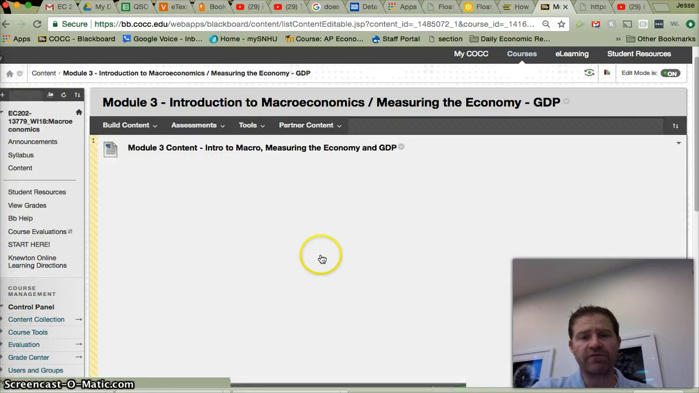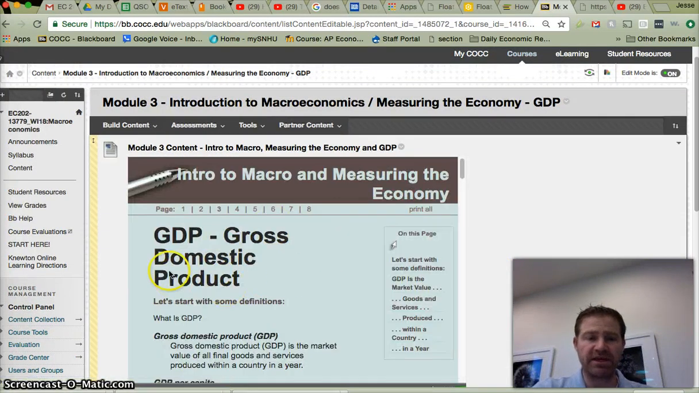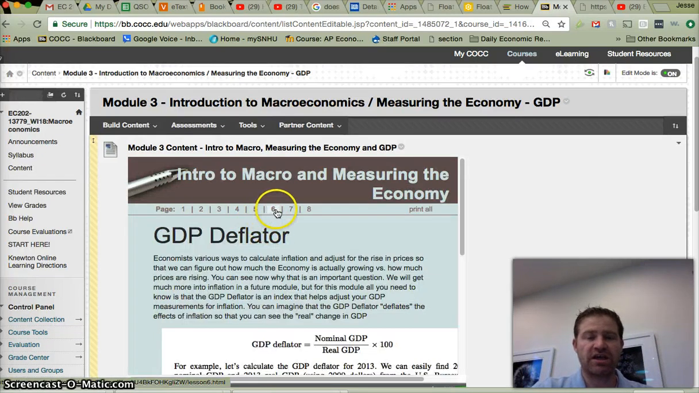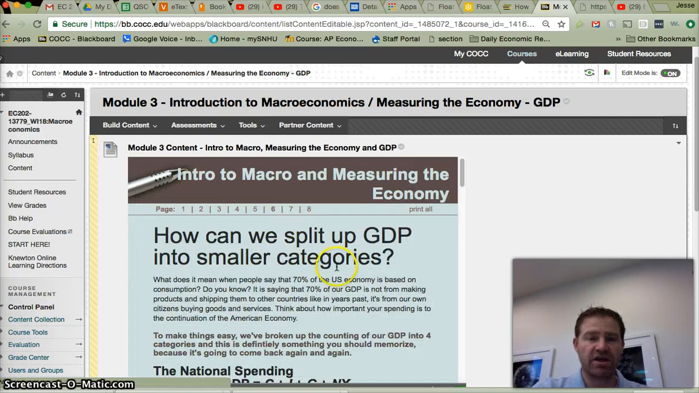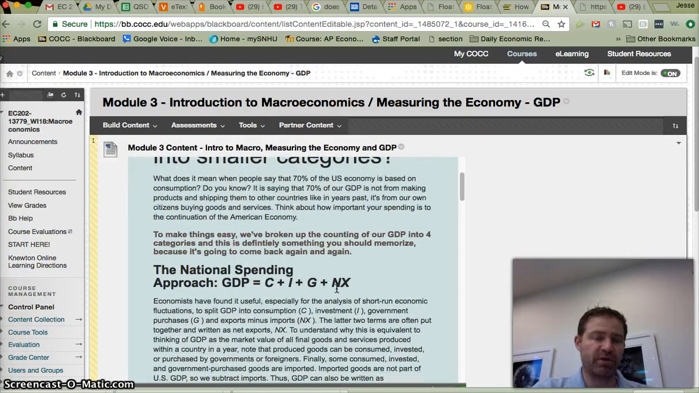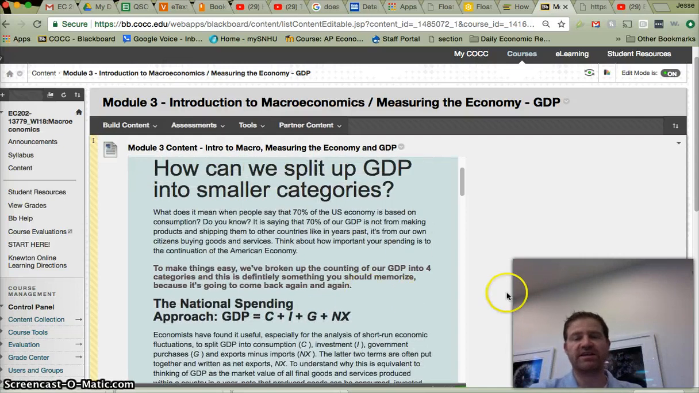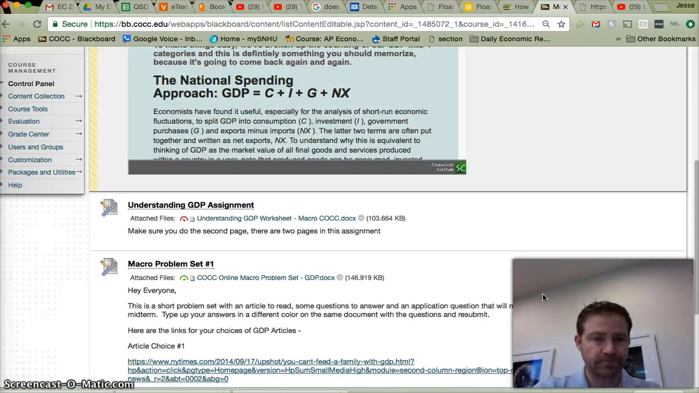And then the main focus of the week is going to be GDP, something called gross domestic product. And it's going to have the definition. You're going to learn to analyze it using something called the GDP deflator, and you're going to be able to break it into categories so that you can tell what's in it and what's not, etc.